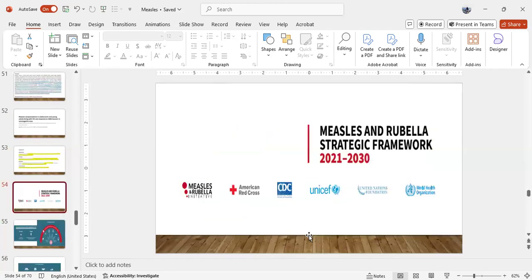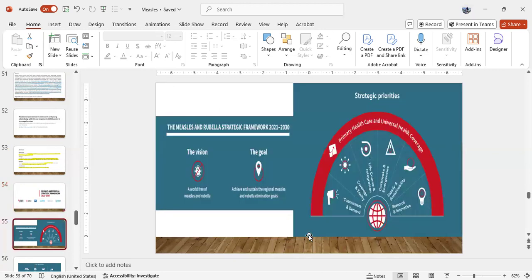Measles and Rubella Strategic Framework 2021 to 2030, in collaboration with the Measles and Rubella Initiative, American Red Cross, CDC, UNICEF, United Nations Foundation, and WHO. The vision is a world free of measles and rubella. The goal is to achieve and sustain global measles and rubella elimination goals.